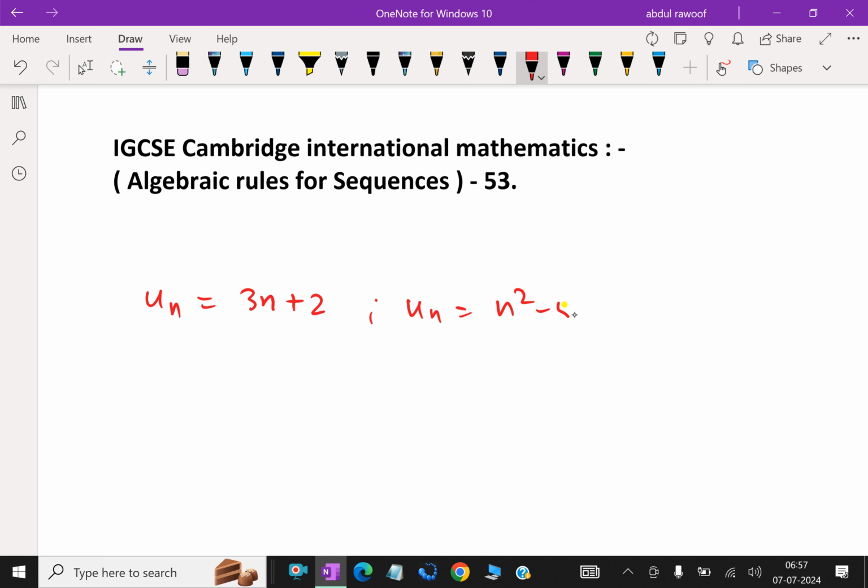n squared minus 5. Then another sequence is 1 over n squared plus 9. This is the formula for the nth term. From that, we can find any number of terms in the sequence.